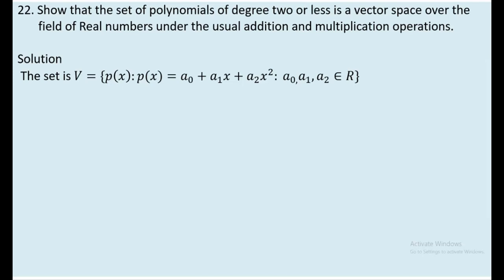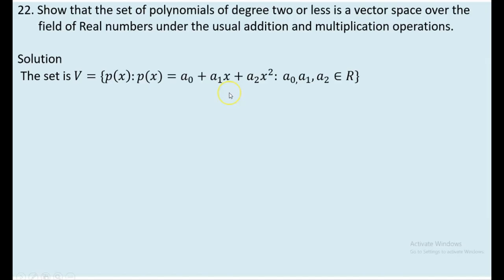So first, let's see what V looks like. Your V is a set containing the collection of elements p(x), where p(x) is a polynomial function with degree 2. If a0, a1, and a2 are non-zero, or especially if a2 is non-zero, it will be a quadratic expression. If a2 is 0, yes, there is a possibility of that, it will be linear. If a1 and a2 are 0, you have a constant function with degree 0, provided a0 is different from 0. But in the case where a0 is 0, it will be a polynomial function with no degree.